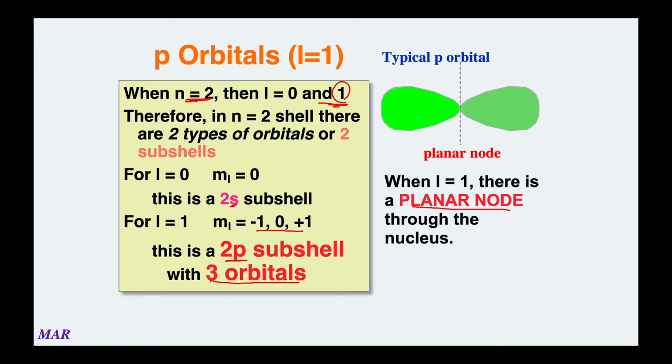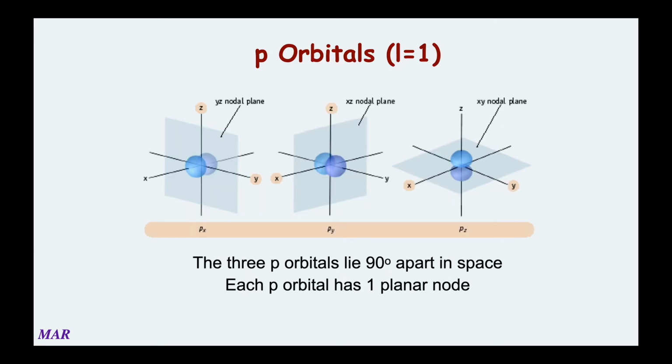Planar nodes are another type of wave phenomena that occur when you have different combinations of orbitals. And planar nodes, we're going to see, are equal to L. So when L equals 1, you can see there's like this line, this sheet of glass that goes down the middle that separates the two of them. That's a planar node. Planar nodes equal L, and all p orbitals have a planar node that goes right through the nucleus. Here's a better representation of those planar nodes.